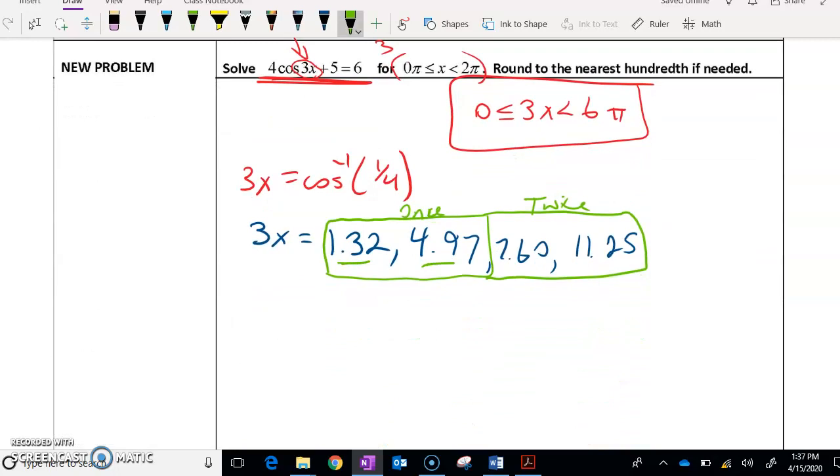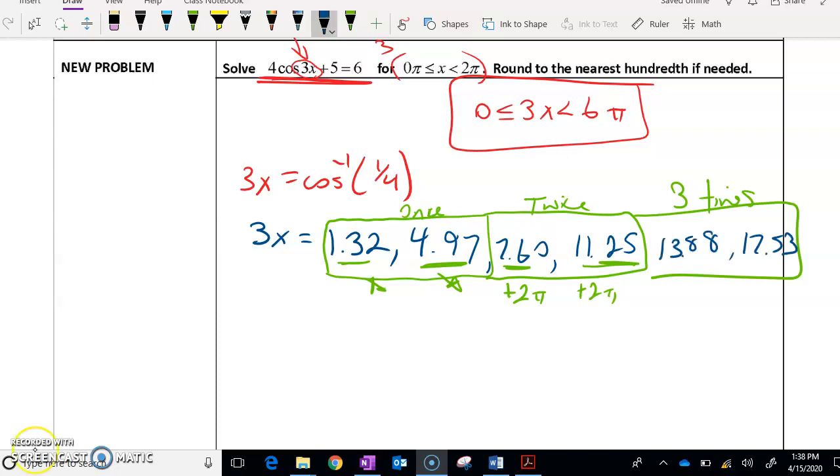So this was, remember, 1 time around the unit circle. This was 2 times around this unit circle. So remember, I added 2 pi to each of these to get these. So now what I'm going to do is add 2 pi to each of these to get 3 times around the circle. Okay, so I'm going to do that real quick. I'm going to push pause and come back.